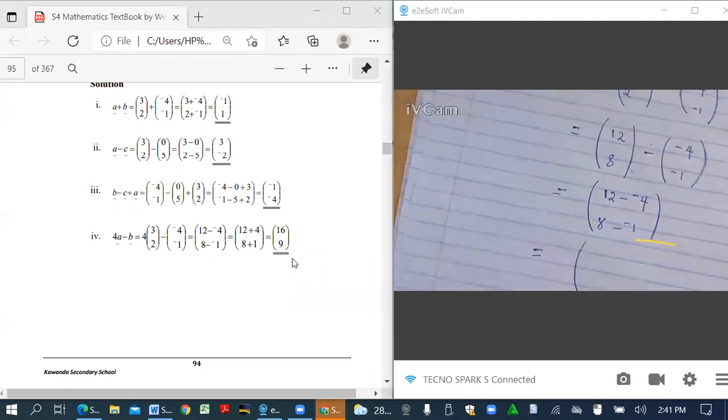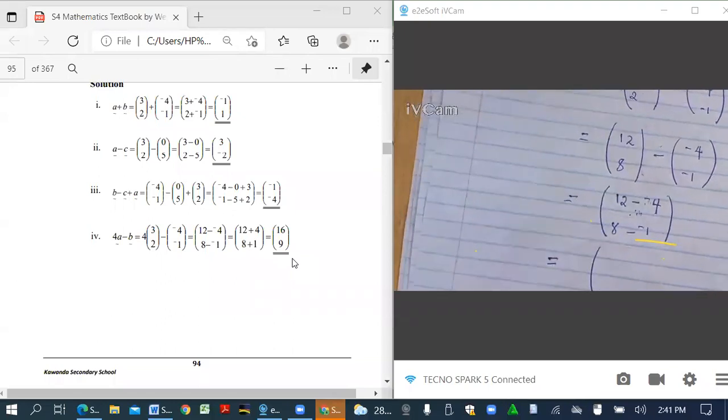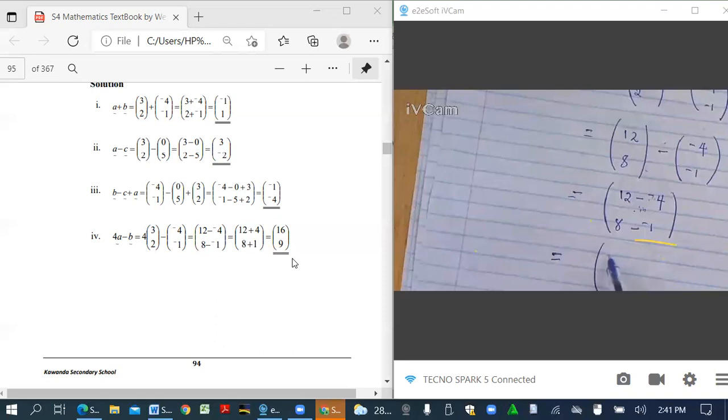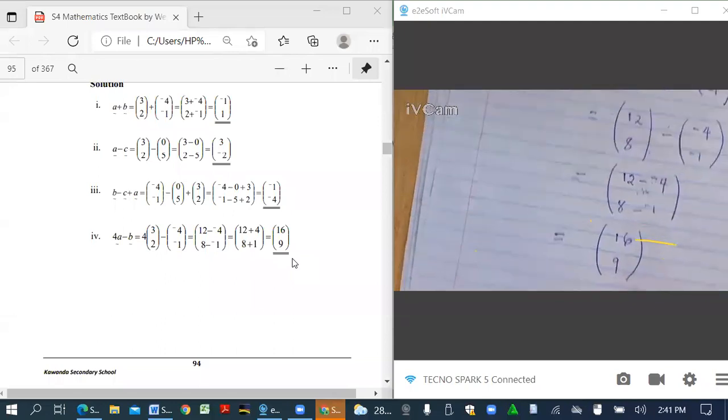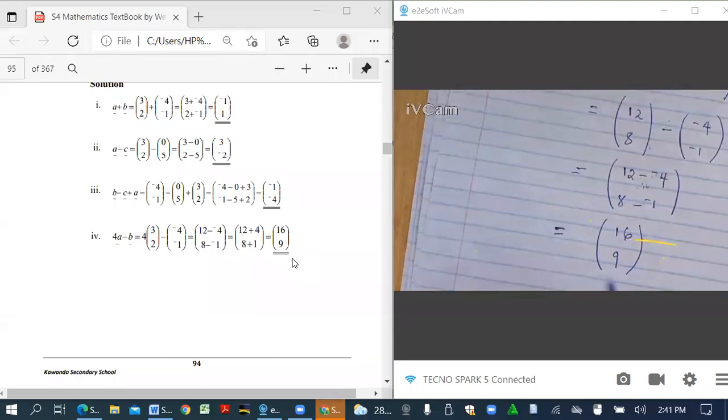When you simplify that, you have to remember our integers, members. When a negative and a negative is combined, what do we get? Positive. So this one will give us 16, right? Then this one will give us 9.